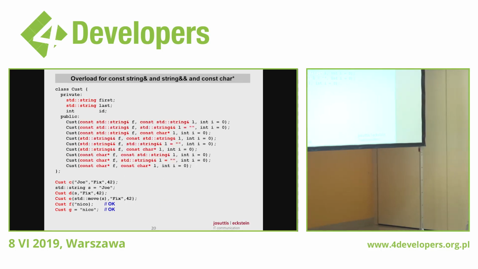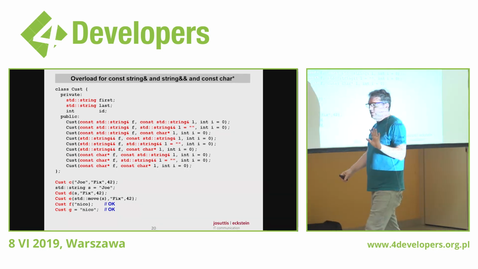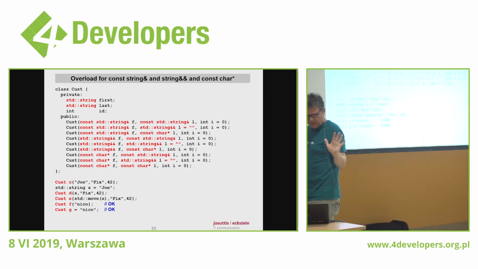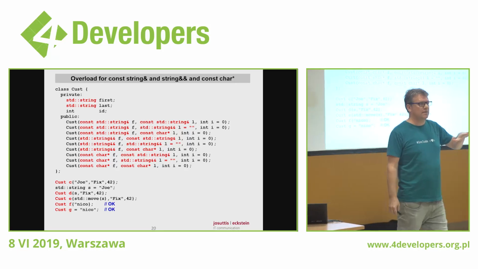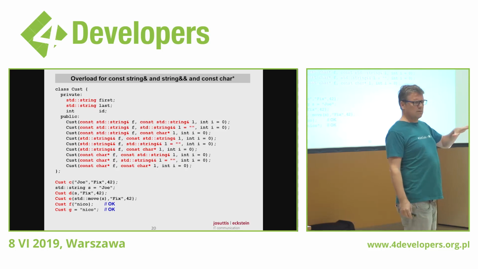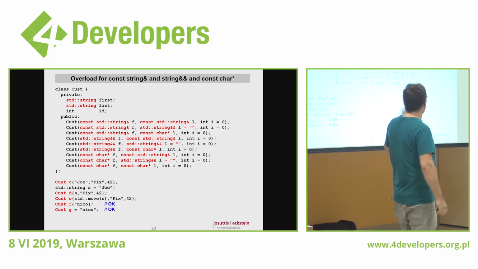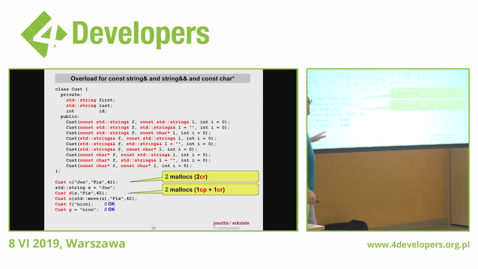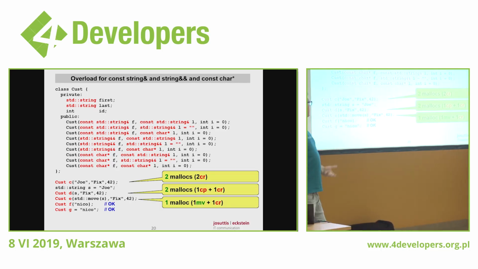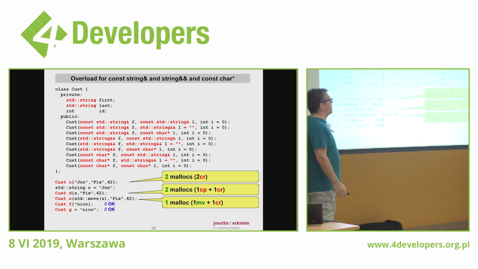So let's add an overload for everything. That's 9 overloads, and the good thing is we have only 2 string arguments. If we have 3 string arguments, we need 27 overloads. This is good, well, at least perfect regarding the performance. We have only 2 mallocs here, 2 mallocs here, 1 malloc here. This is exactly what we wanted, and everything works.